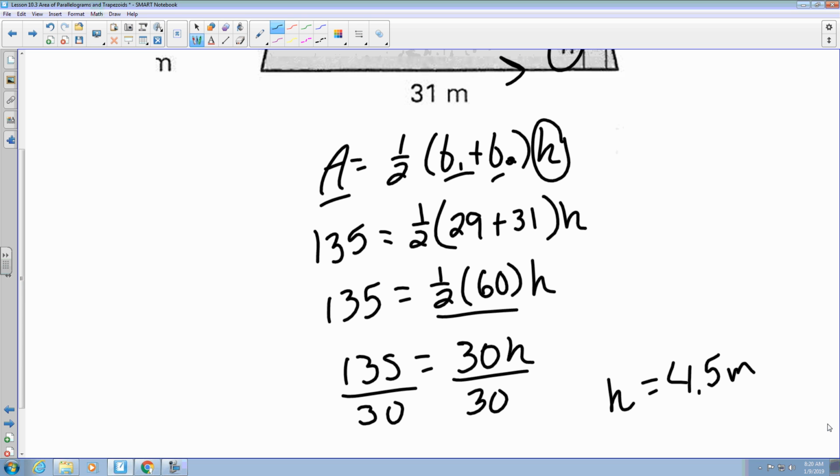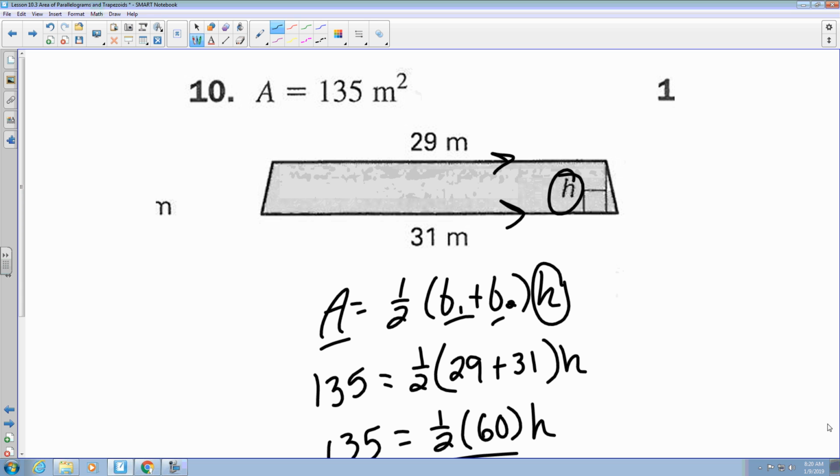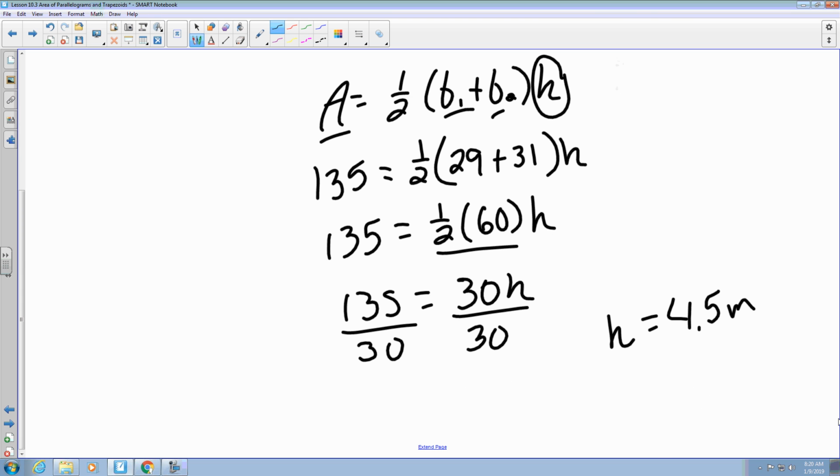And this is just meters, all right? It's not square meters. You're only dealing with square when you're dealing with the area. When you're dealing with all the other measurements off of the shape itself, you're just going to deal with the measurement that is given to you. All right, in this case, it was meters.